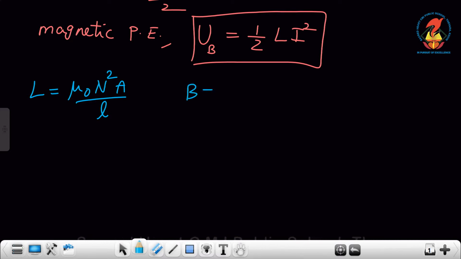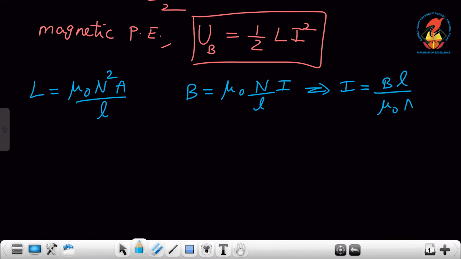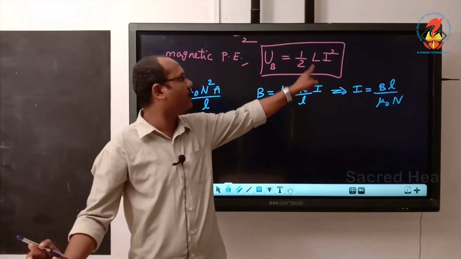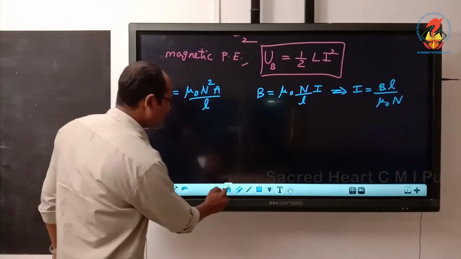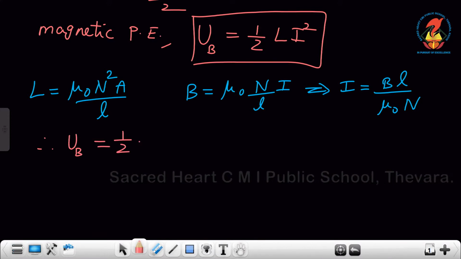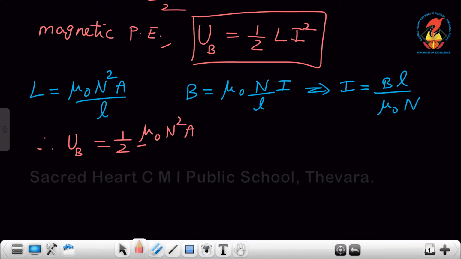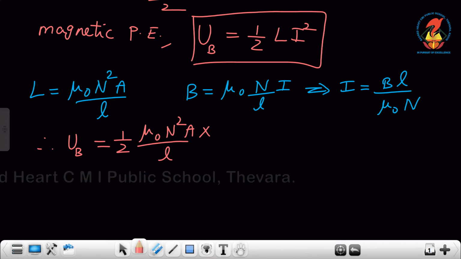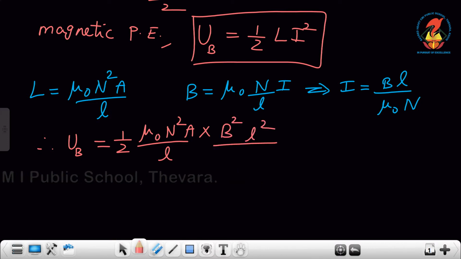And we also know B is equal to mu 0 n I. So from here, what is I? I is equal to B by mu 0 n. Am I correct? So substitute these two quantities in the above equation for UB. So UB becomes half mu 0 n square A l into B square by mu 0 square n square.